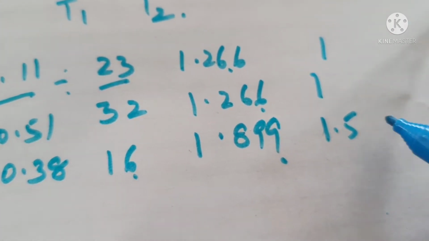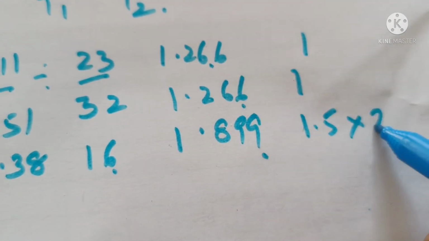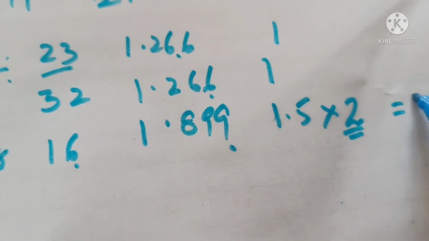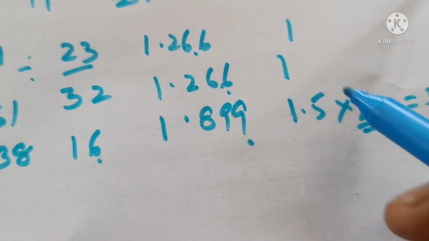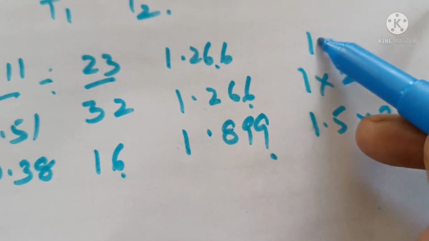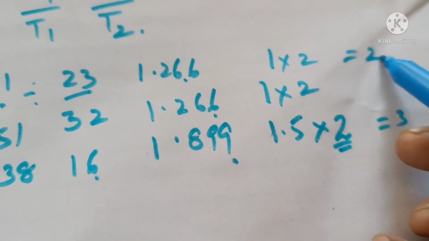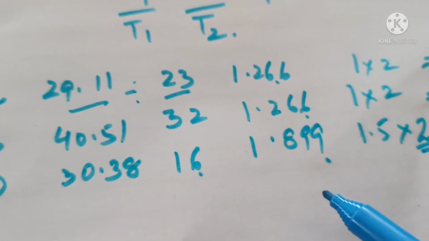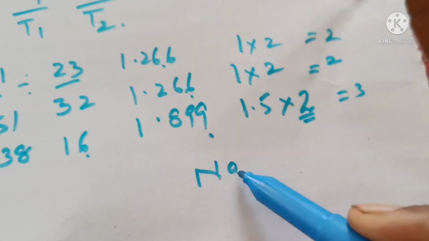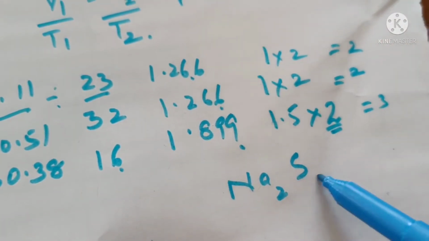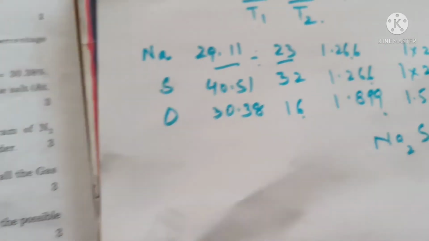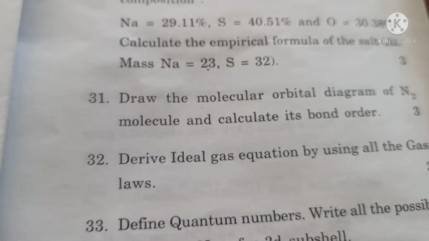To convert this into whole numbers, we multiply by the smallest number, so we get 3 here. If we multiply this by 2, we multiply the others also by 2 to get the relative ratio in the empirical formula. So the empirical formula will be Na2S2O3. This is the answer. Next question.